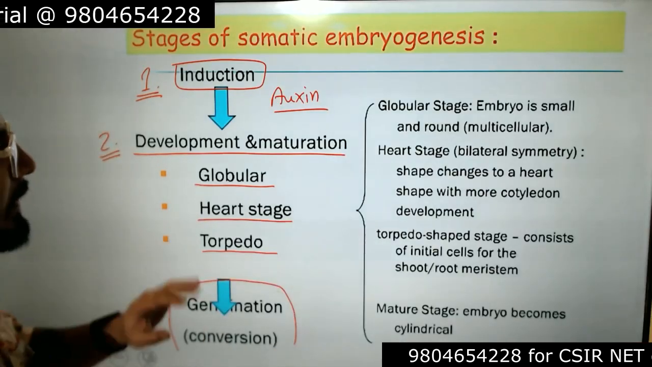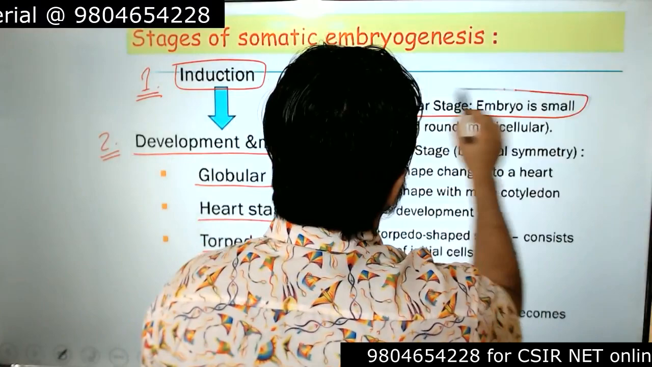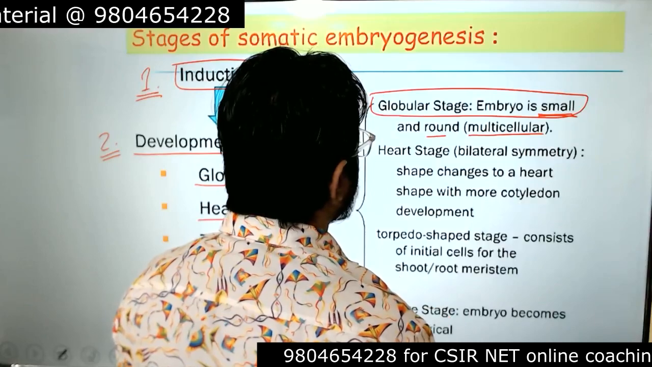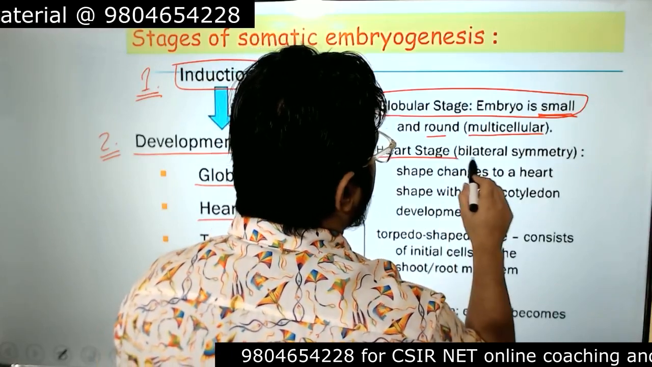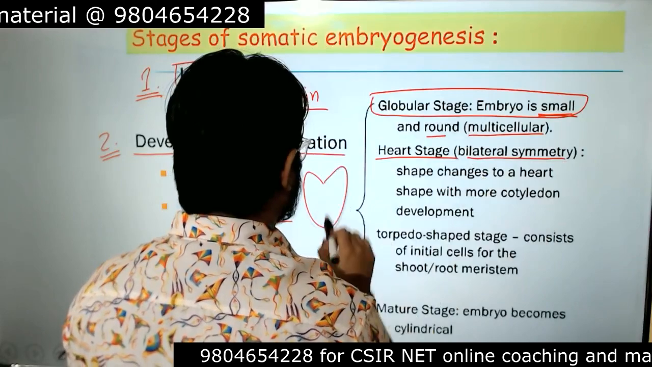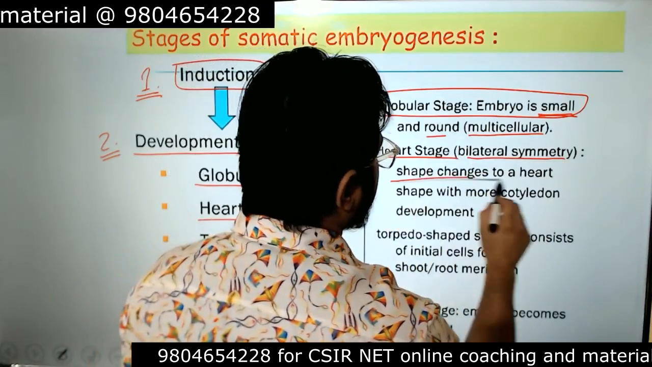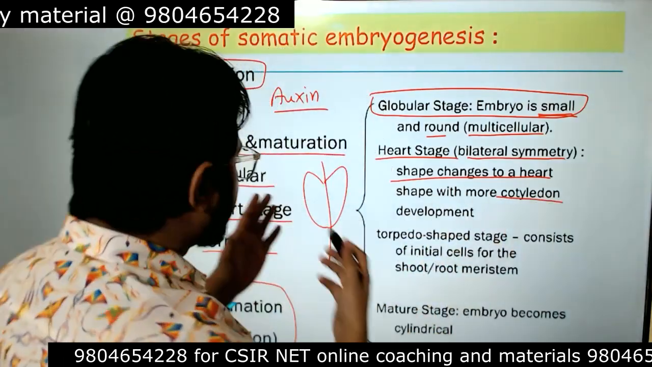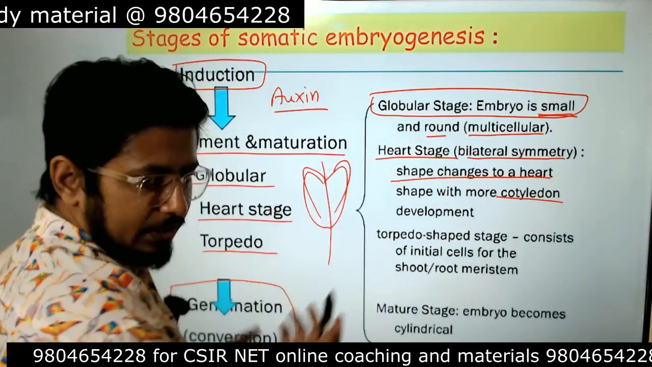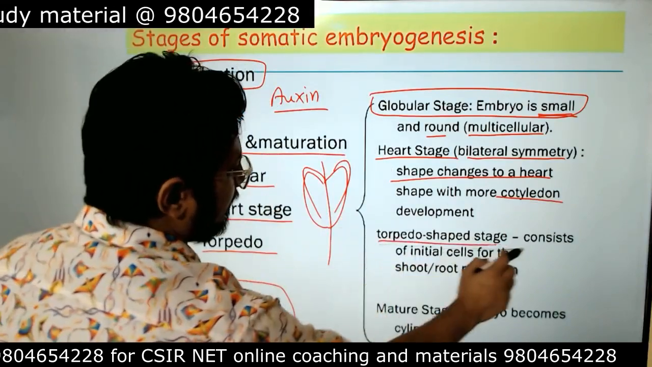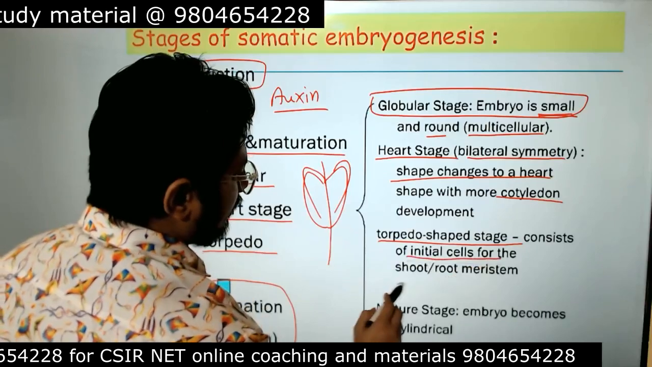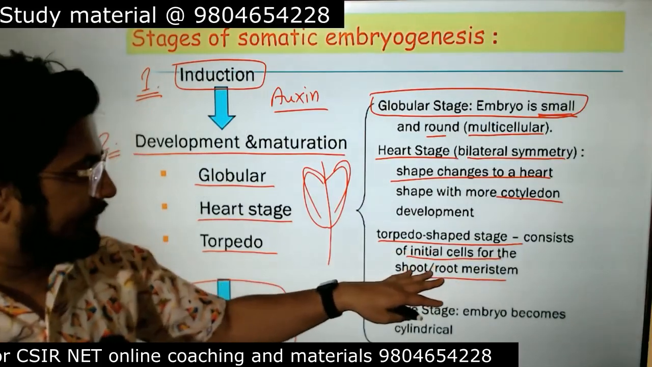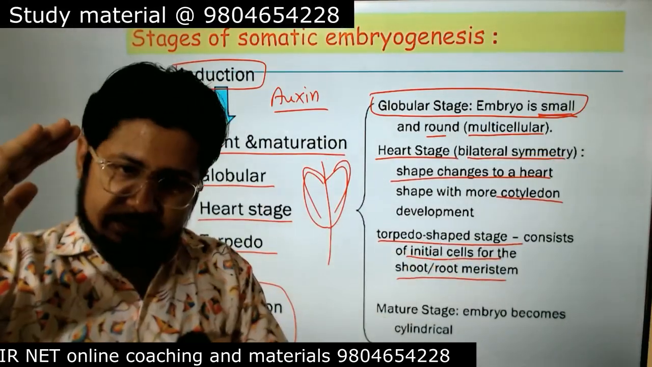Right? So what we have, globular stage, where the embryo is a very small, round, multicellular structure. Okay? Heart stage has a bilateral symmetry. Remember, heart stage has a bilateral symmetry. Shape changes to a heart shape with more cotyledon development. Why is the heart shape formed? Because cotyledons form the heart shape structures. Then torpedo stage consists of initial cells for the shoot or root meristem. Torpedo is the stage where the shoot and root meristem tissues are already separated.